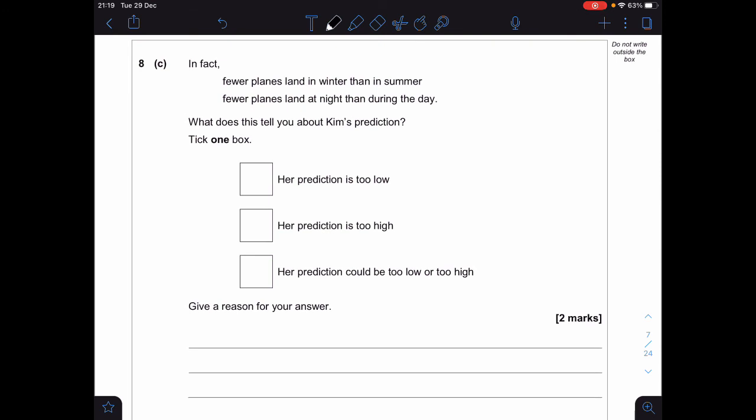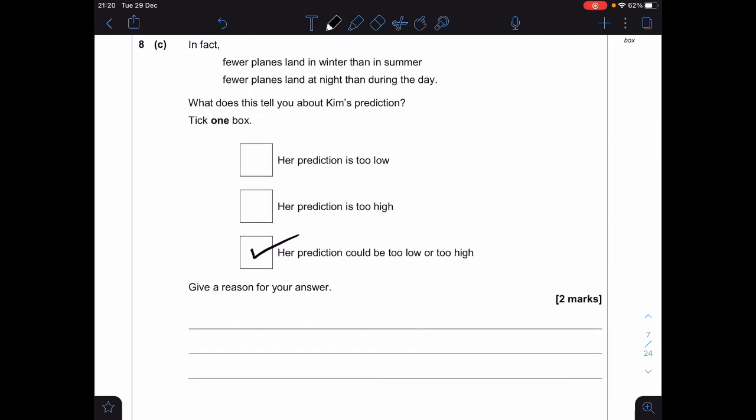Part C. In fact, fewer planes land in winter than in the summer, and fewer planes land at night than during the day. What does this tell you about Kim's prediction? Tick one box. So either her prediction is too low, too high, or it could be too low or too high. So either. The answer here is either. The reason for this is, if there's fewer landings in winter, then that means that Kim's prediction is too high. But fewer landings at night would make Kim's prediction too low. So that's the reason here that you would put. So fewer landings in winter.